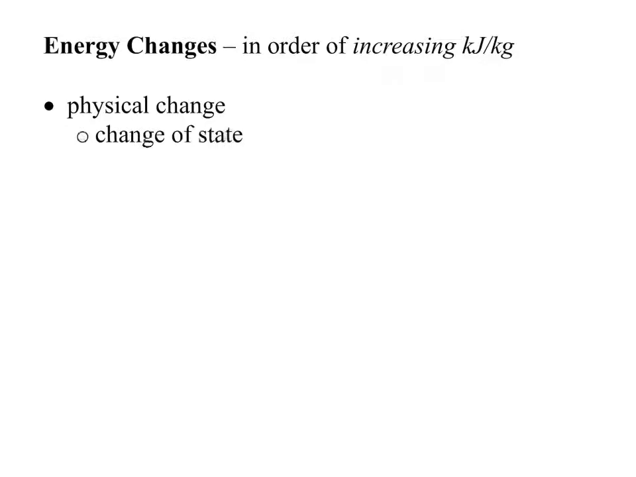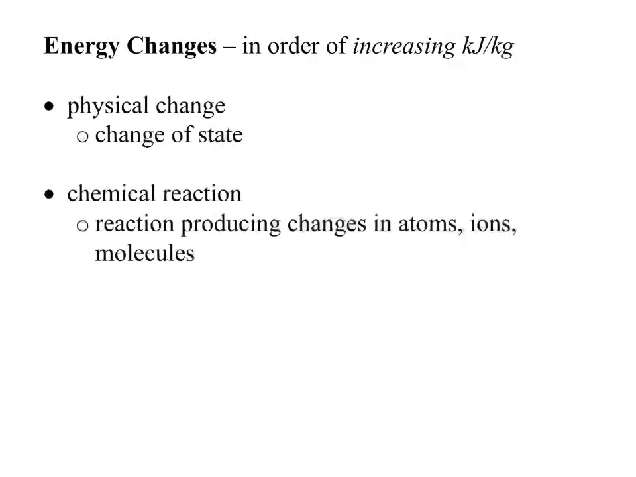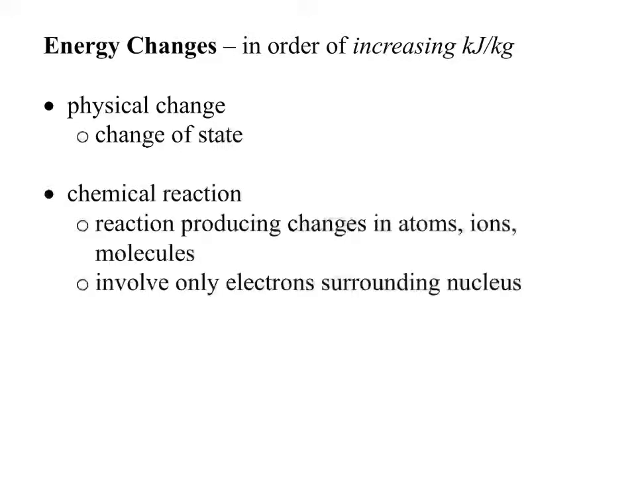So you've heard of physical changes so far, right? So that's if something changes its state. Chemical reaction, and that's a reaction that produces changes in atoms and ions and molecules, things like that. Really important though, it just produces changes in molecules. It doesn't actually transmutate one element into another, right? That's what a chemical reaction does not do. It's just changing the atoms. It's bringing different elements together to make different molecules.